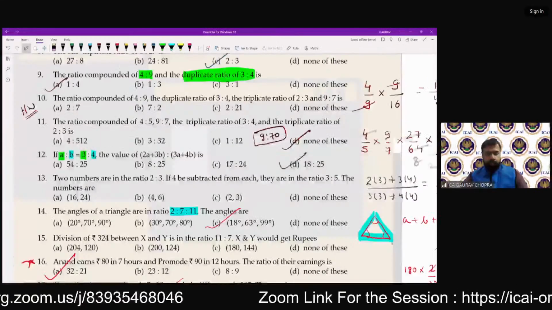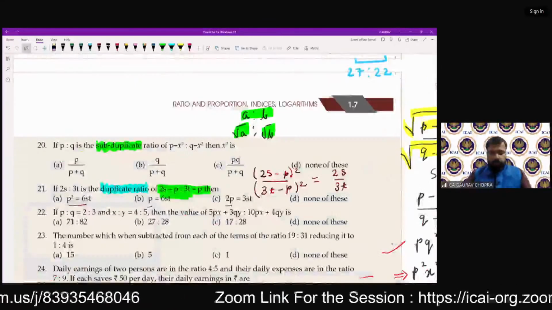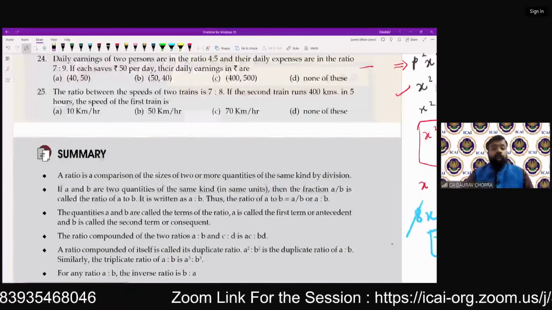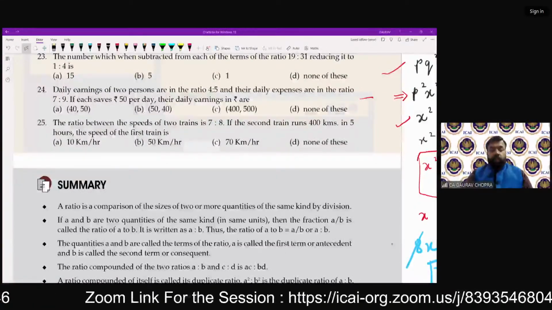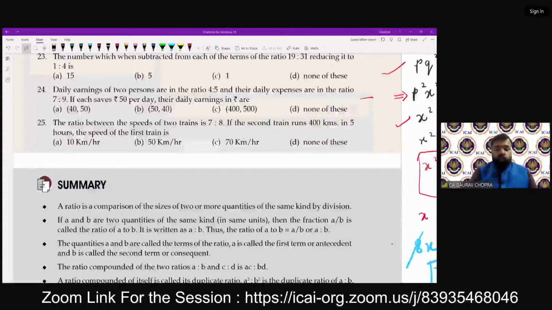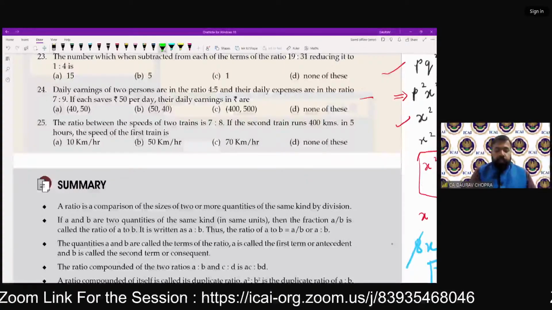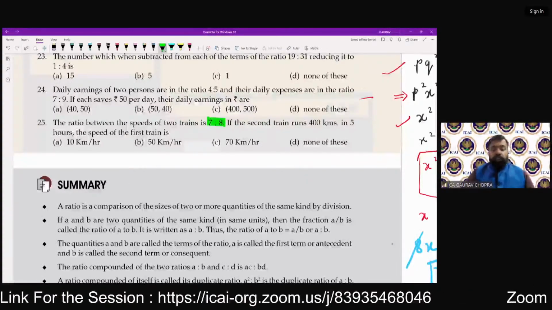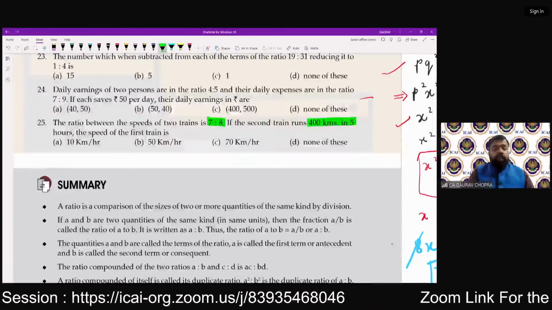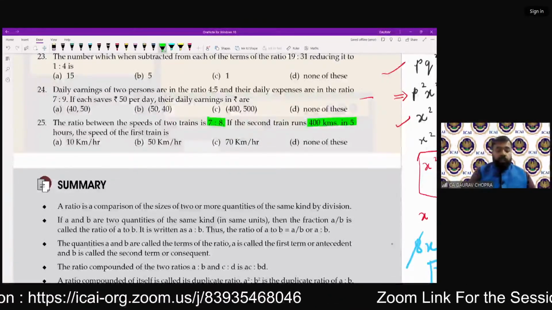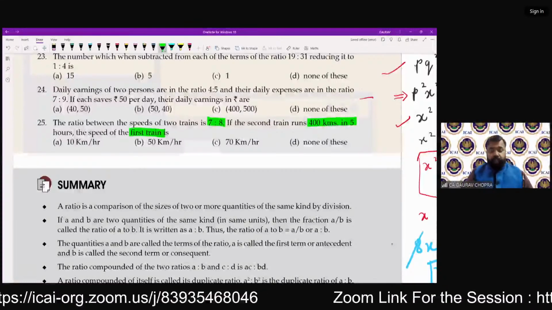Okay, one student is asking about question number 25. Let me solve that also. Question number 25: the ratio between the speed of two trains is 7:8. This is a given ratio for the two trains. If the second train runs 400 kilometers in 5 hours, find out the speed of the first train.